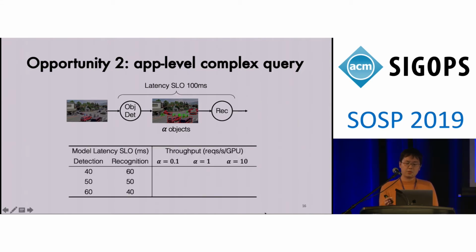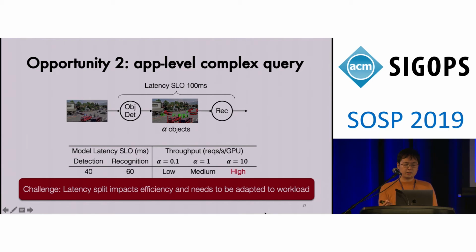So let's use this example and consider 3 different strategies to split the latency across the models. For example, we can allocate 40 milliseconds for the detection model and 60 milliseconds for the recognition model. After some detailed simulation on different workloads, it turns out that none of the splits can get the best efficiency overall across all workloads. So we can learn 2 things from this example. First, the latency split does affect the efficiency of this complex query. And second, we need to understand the distribution of the workload and adapt the latency split to the workload.